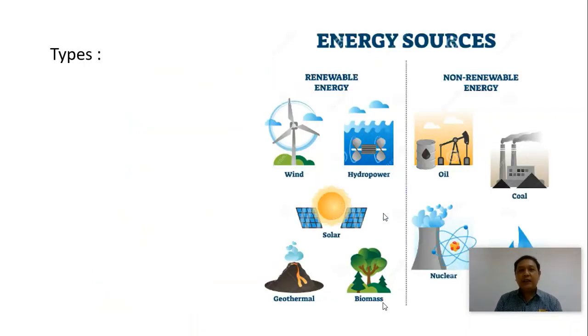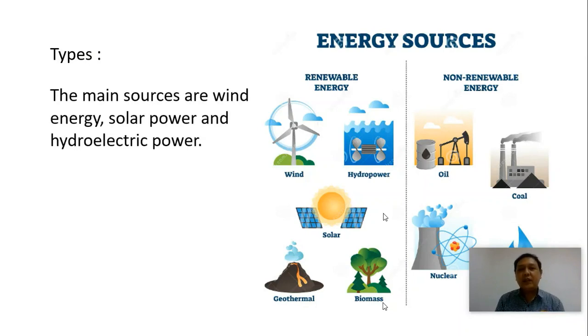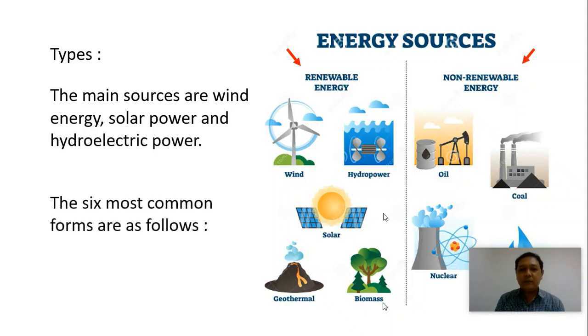Energy source, we have types. The main sources are wind energy, solar power, and hydroelectric power. There are renewable energy and non-renewable energy. Renewable energy we can see wind, hydropower, solar, geothermal, and biomass. And then non-renewable energy we can see oil, coal, nuclear. We have six most common forms as follows.